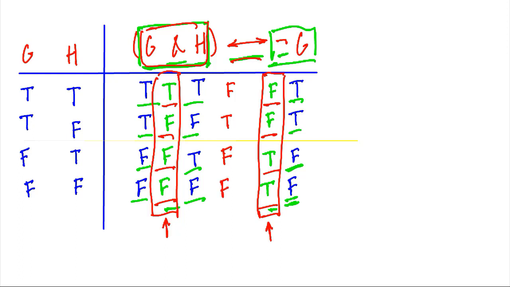Okay, so this sentence is true when G is true and H is false. In that situation, it's true. Otherwise, for every other combination of true and false for G and H, the sentence is going to be false.